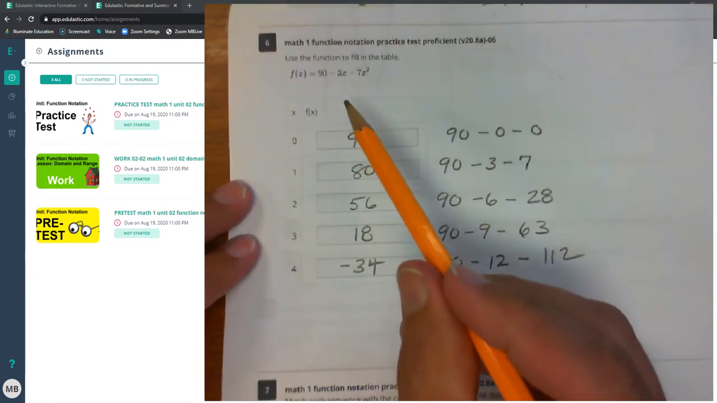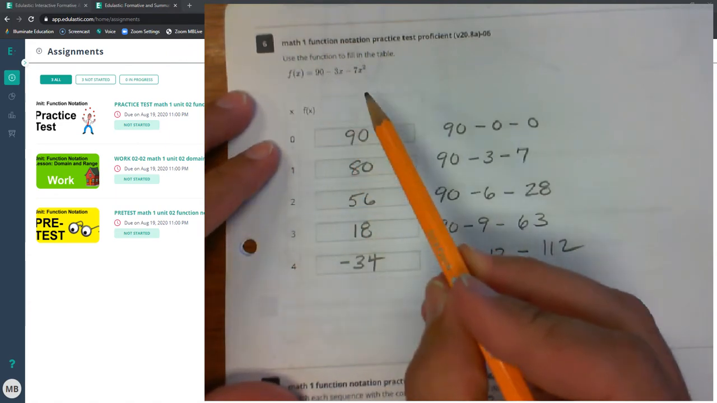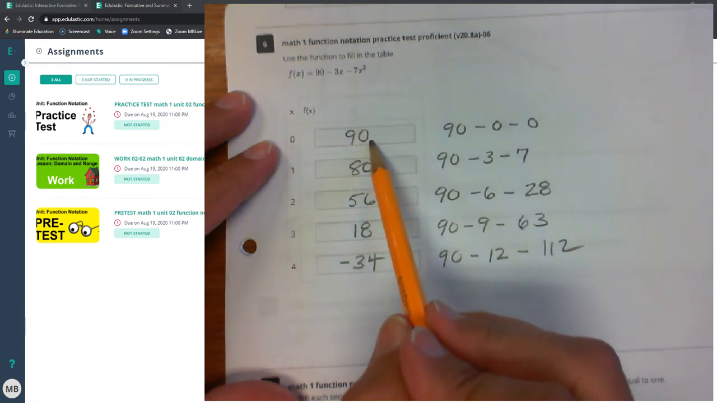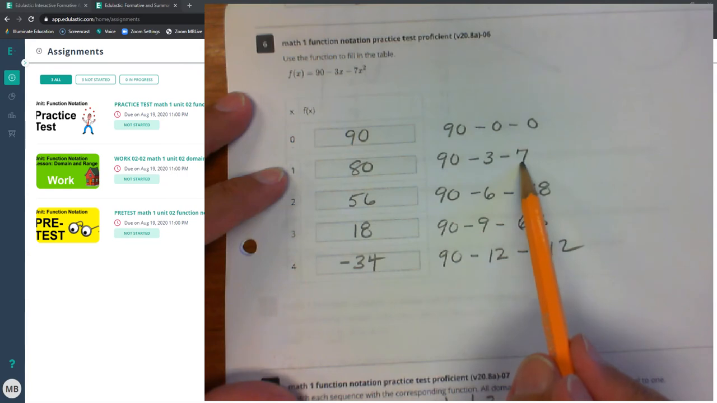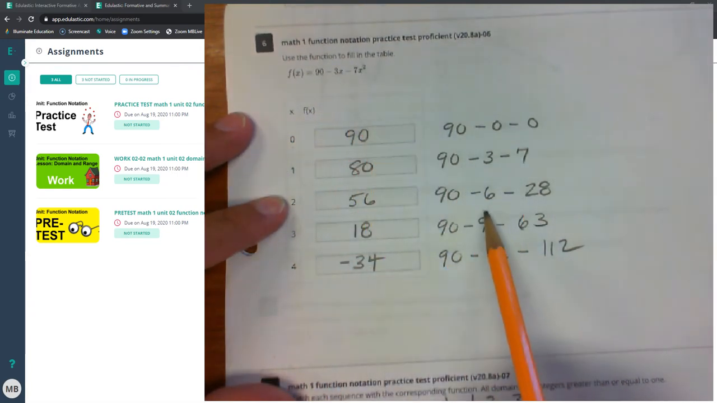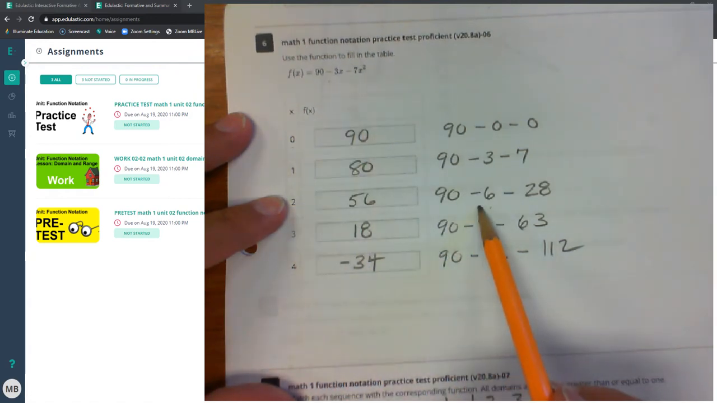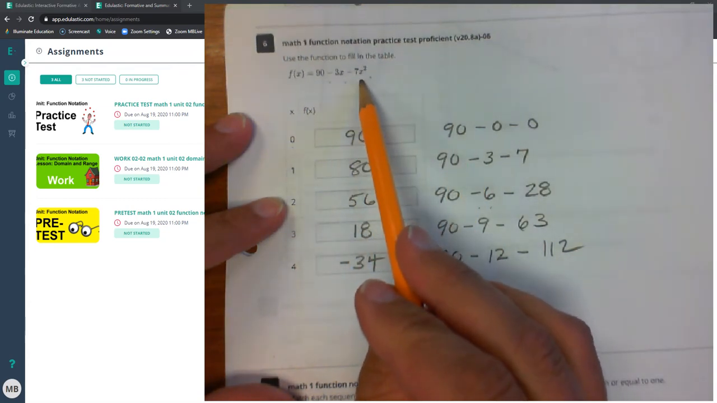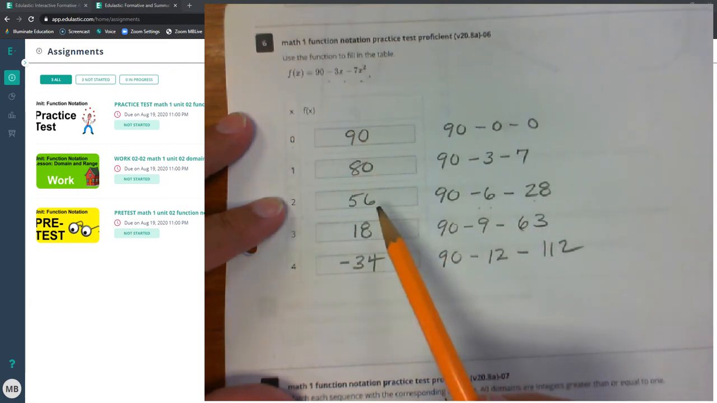We're going to evaluate this function at all these different values. So I'm going to plug in a 0. If I plug in a 0, I get 90 minus 0 minus 0, which is 90. If I plug in a 1, I get a 90 minus a 3 minus a 7, which is an 80. If I plug in a 2, I get a 90 minus a 6, -3 times 2 is -6. And then 2 squared is 4. -7 times 4 is -28. Boom, and I subtract all that and I get a 56.